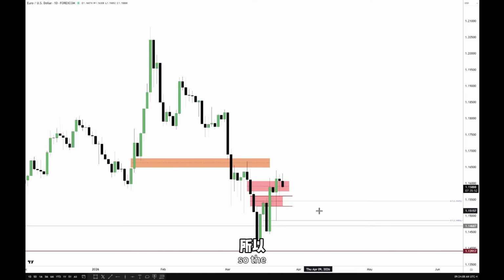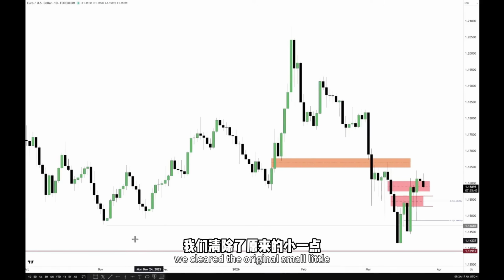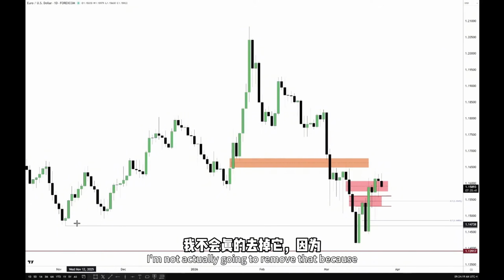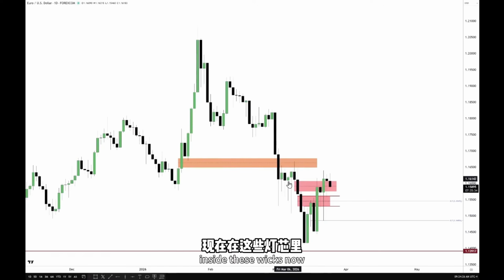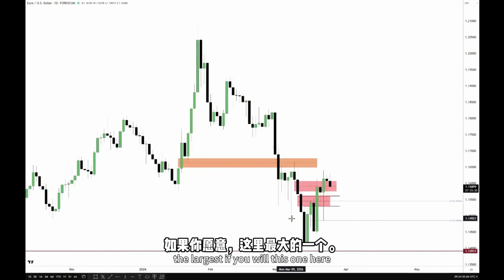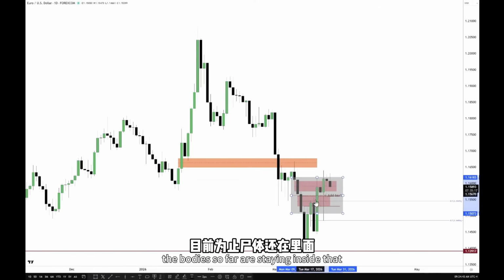All right, so the euro dollar daily chart. We talked about this SIBI here and this SIBI here. We cleared the original small little buy side, so that's been taken care of. I'm actually going to remove that because it's already done the work there. And look how much time it's spending inside these wicks. Now, which is the lowest running stretched out wick? The largest, if you will. This one here. So if you look at this, the body so far is staying inside that.